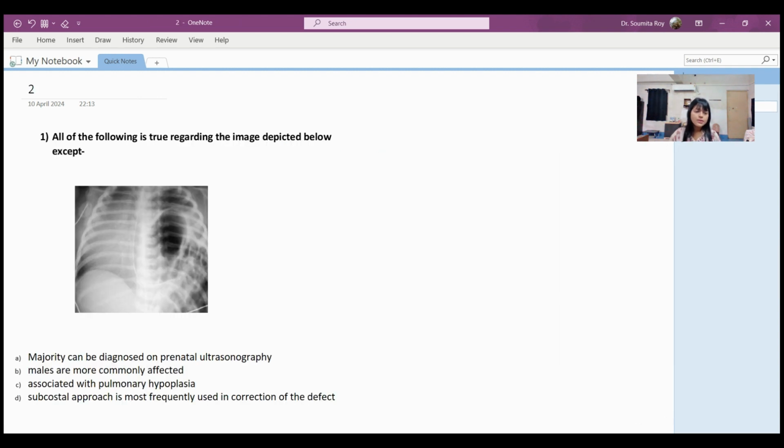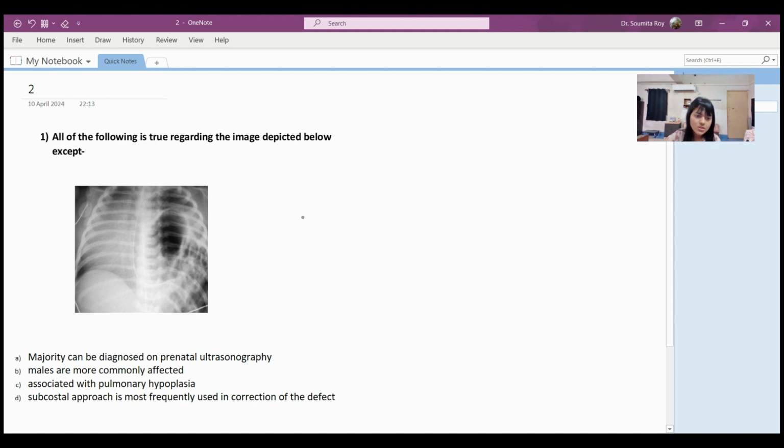So see, this is basically an image based question. So you read it carefully. All of the following is true regarding the image depicted below, except. Okay, so you see the options. Majority can be diagnosed on prenatal USG. Males are more commonly affected, associated with pulmonary hypoplasia, and subcostal approach is most frequently used in correction of this disease, rather anomaly.